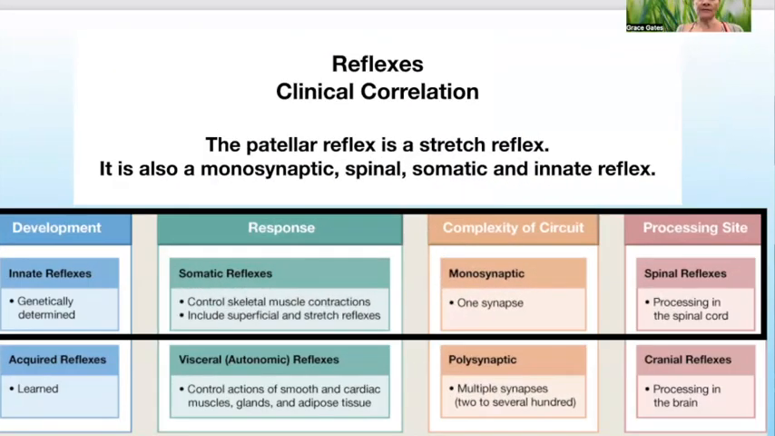The patellar reflex is a stretch reflex, as we just learned, but it is also a monosynaptic reflex, a spinal reflex, a somatic reflex, and an innate reflex. So the classifications of reflexes are not mutually exclusive, rather they are just helpful for describing reflexes in different situations.